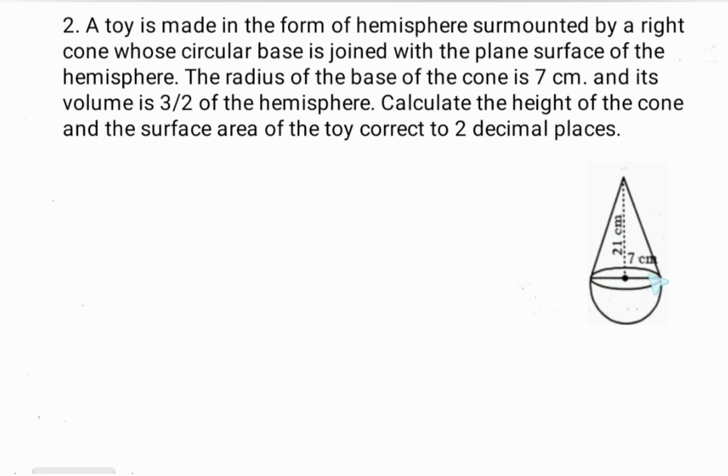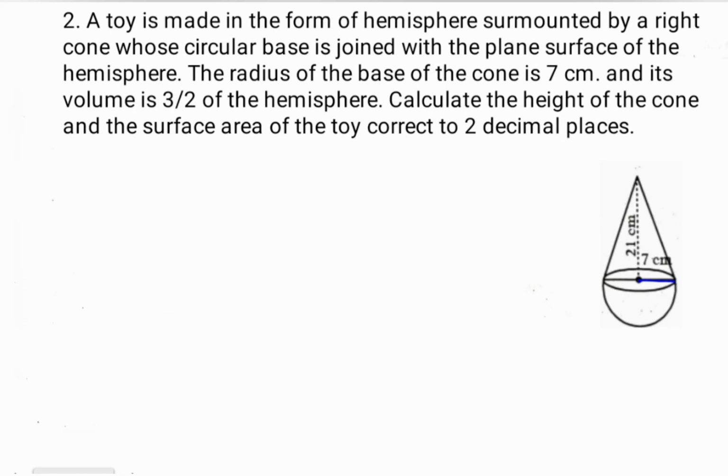A cone is surmounted on a hemisphere with radius 7 centimeters. This is the 7 centimeters radius, and we need to find the height of this cone. Here, given its volume, that means the volume of the cone is 3 by 2 times the volume of the hemisphere.